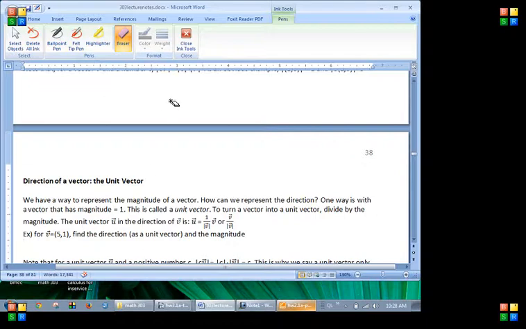So, okay, what's the magnitude? It's 5 squared, plus 1 squared. So the magnitude is the square root of 26. Okay, great. So now let's find the unit vector.